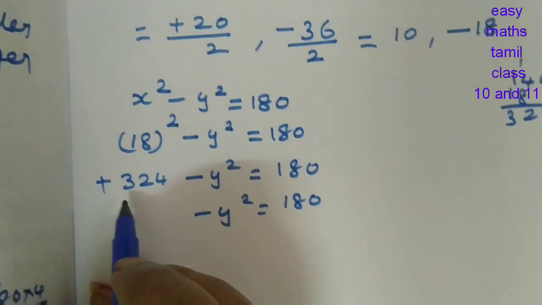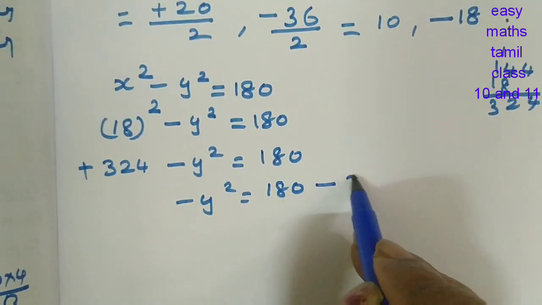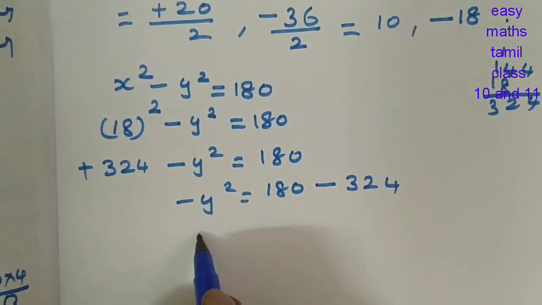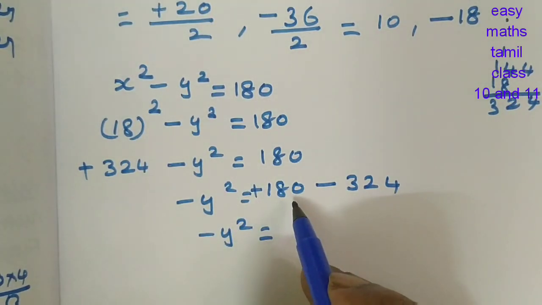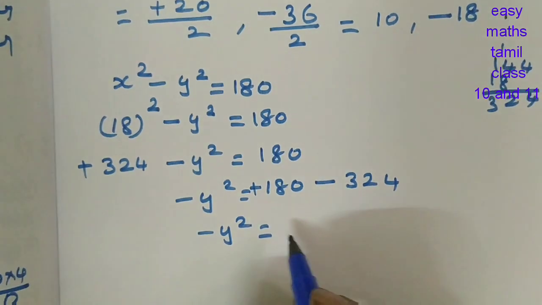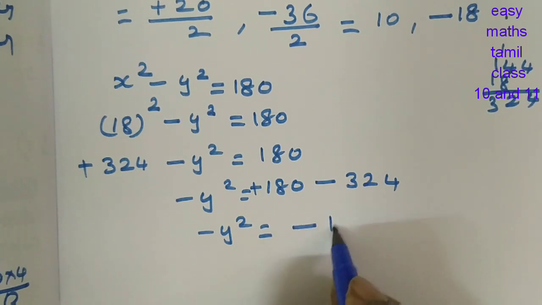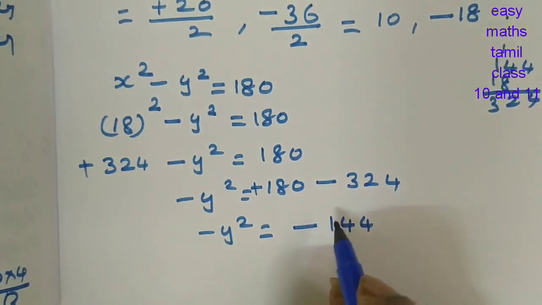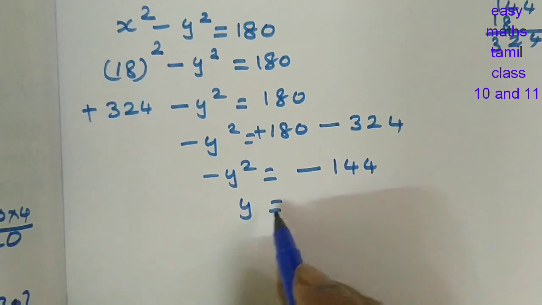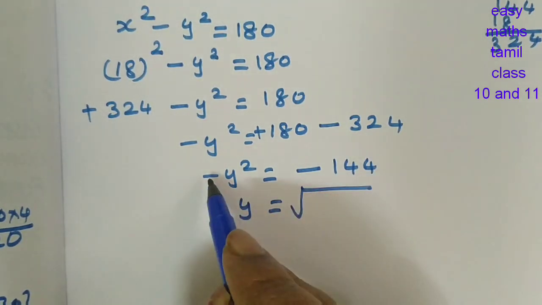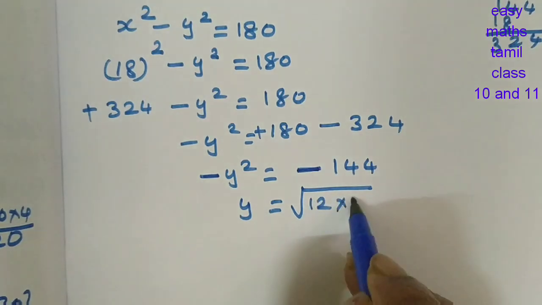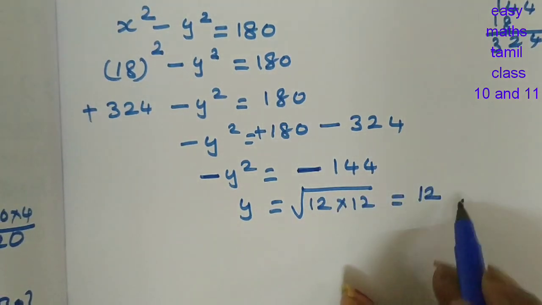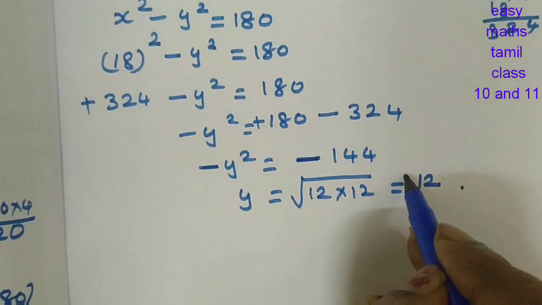Taking this plus 324 to the other side of this equation, this will become minus 324. Minus y square equal to, opposite sign, subtract 180 from 324, answer is minus 144. Write the greater number sign here. So y equal to root of, cancel minus minus, so 12 into 12, so y equal to plus or minus 12.